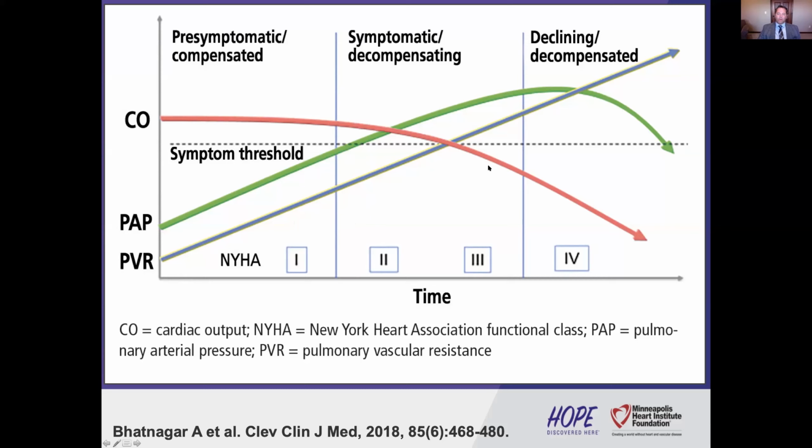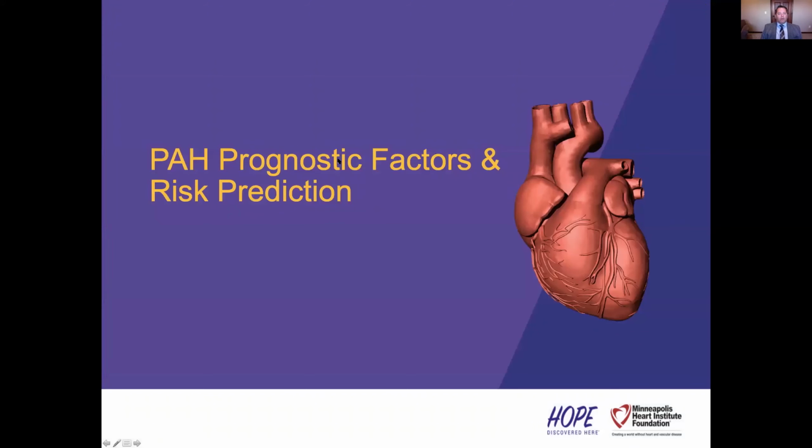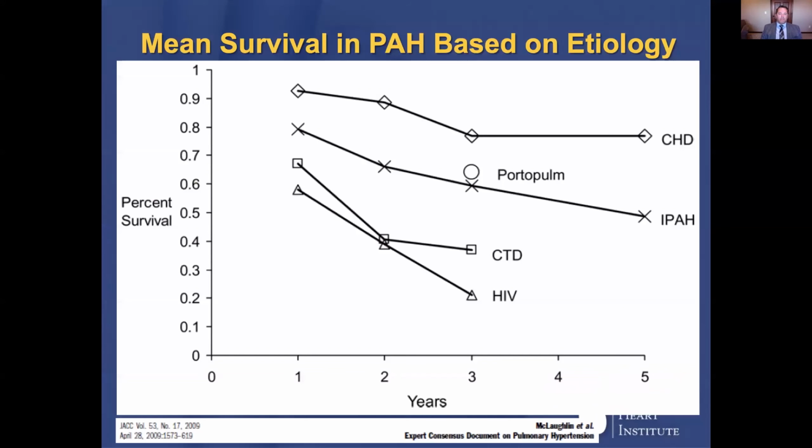I think we're all as a whole getting better at picking these patients up a little bit sooner now, and have a heightened sense of awareness of this disease state, starting to pick patients up down in this category. When we look at prognostic factors and risk predictions, there's historically pulmonary arterial hypertension.